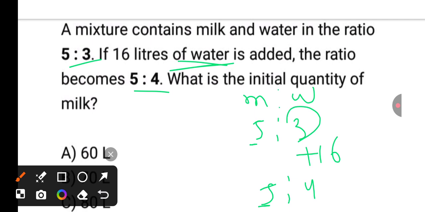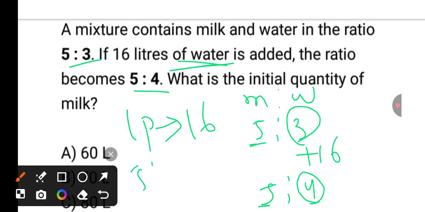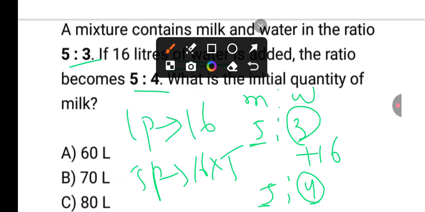Now see here, water is becoming from 3 to 4. It means 4 minus 3, 1. 1 equals how much? 16. 1 part equals 16. What is the initial quantity of milk? Milk is 5 parts. We want 5 parts. It is 16 into 5. Again the same answer, 80.